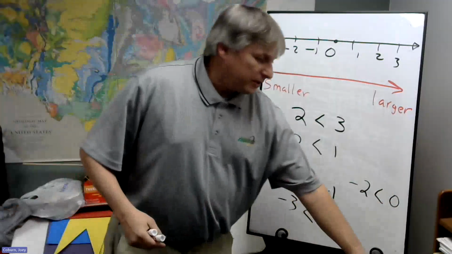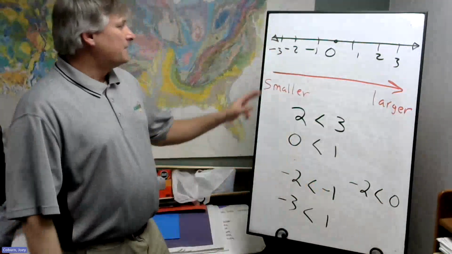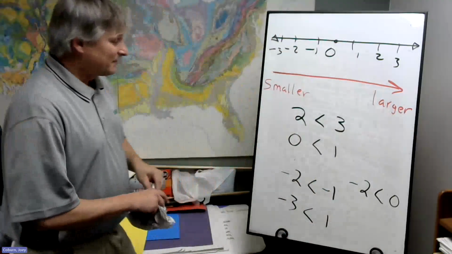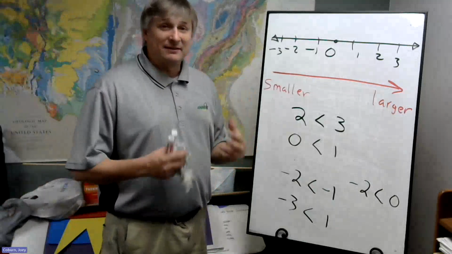So the way we deal with which number is larger: the number that's on the right on our number line is always the larger number, and that's it.